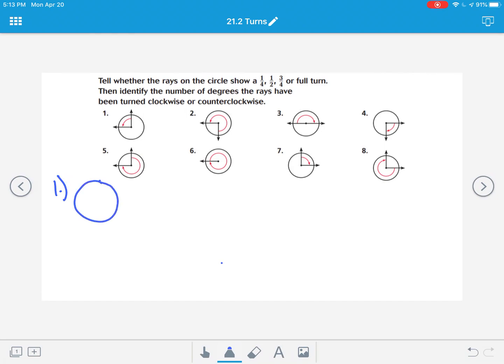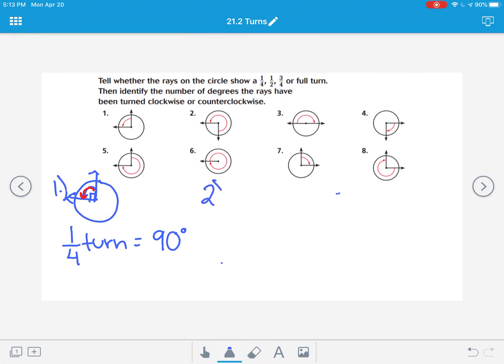Let's draw out this circle. I see one ray pointing up and another ray pointing out, with that little red arrow going in between. I guess I could draw it red to help us visualize a little bit more. So that is definitely only a quarter of the circle. So this would be a quarter turn. So you can write that down, a quarter turn. And that equals 90 degrees because it forms a right angle in here. Do you see that? The right angle, square corner.